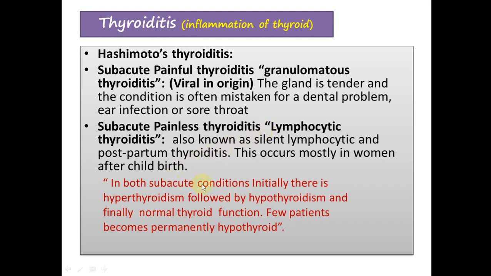And in both subacute conditions, initially there is hyperthyroidism due to the release of preformed hormones from the thyroid follicles, and this situation will be followed by lacking thyroid hormones or hypothyroidism. And when the disease is over, the thyroid may turn normal. However, a very few patients in these two conditions of inflammation of the thyroid gland may become hypothyroid permanently and will need thyroxine replacement therapy for the rest of their life.